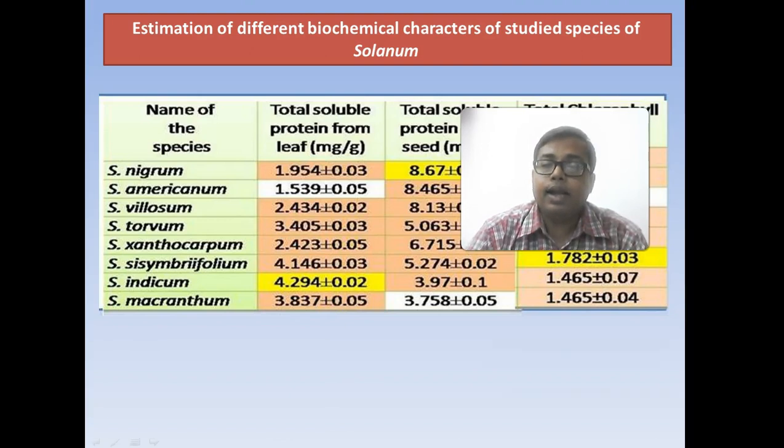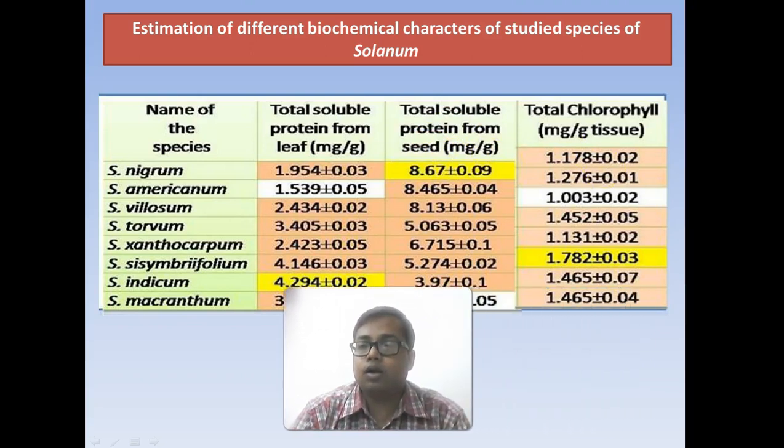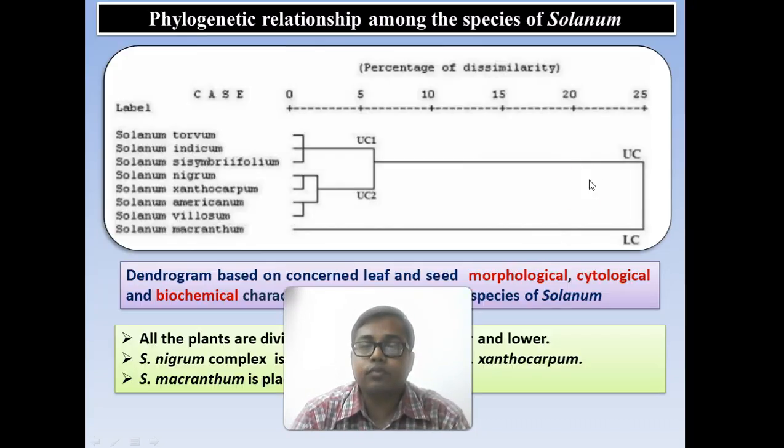And regarding the biochemical analysis, I have studied the 8 plants based on the total soluble protein from leaf, total soluble protein from seed, and total leaf chlorophyll content. Based on this, Solanum indicum shows the highest amount of total soluble protein, Solanum nigrum shows the highest amount of total soluble seed protein, and Solanum sessimifolium shows the highest amount of total chlorophyll content.